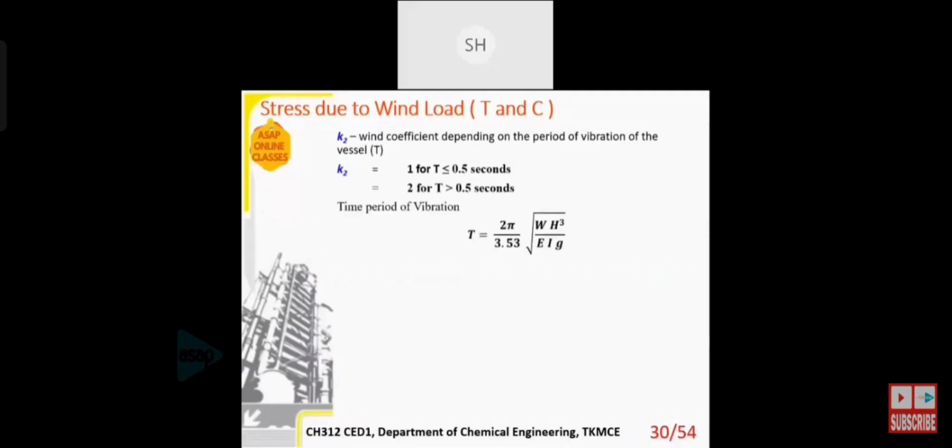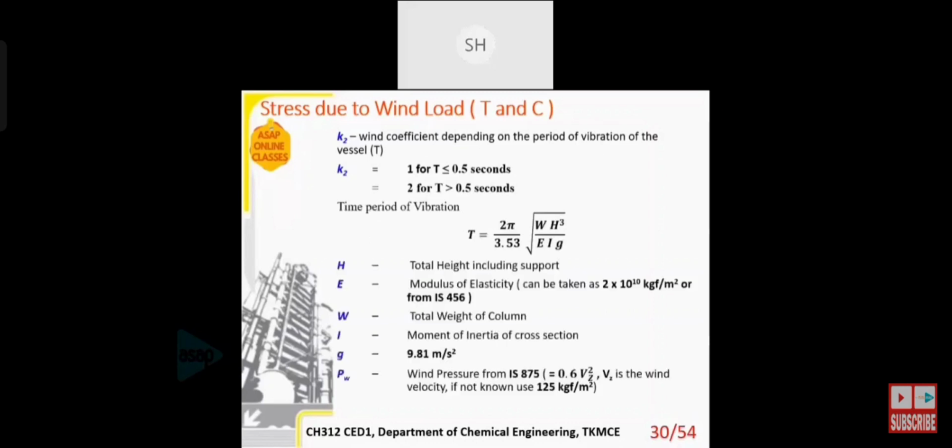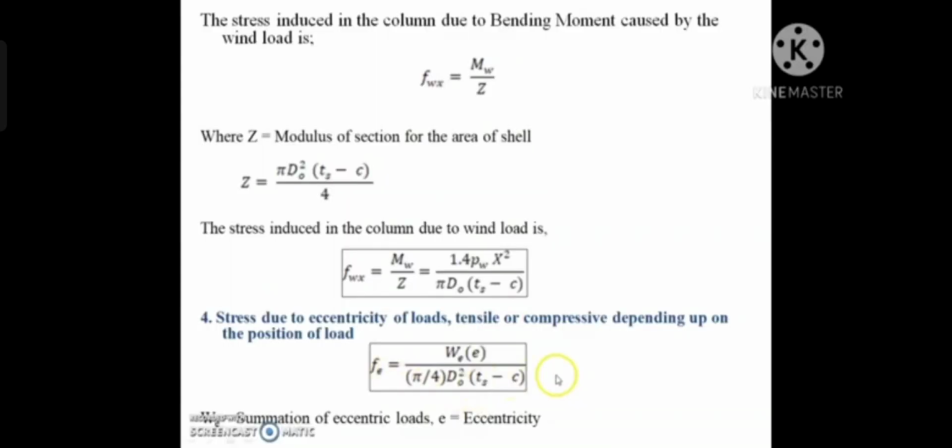Then the time period is given by this equation, 2 pi by 3 WH. The terms in this equation are explained. H is the total height including support. E is the modulus of elasticity, and that is usually a constant for a material. For our case, it is steel, and we are taking it as 2 into 10 raised to 10. W is the total weight, I is the moment of inertia, and G is the acceleration due to gravity.